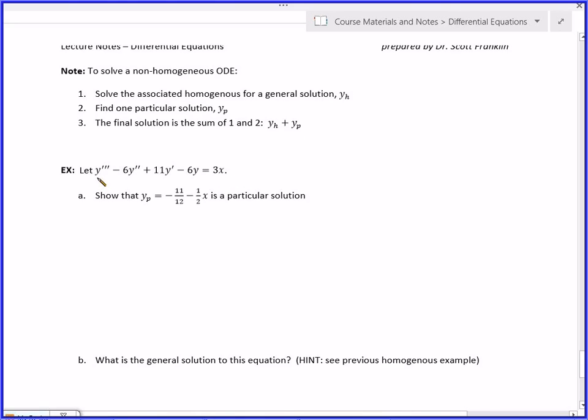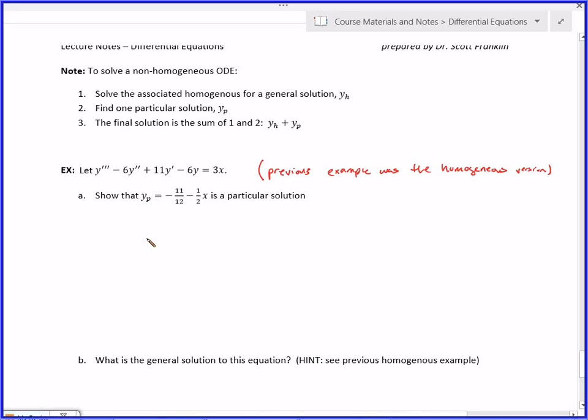Okay, so just to kind of reinforce this, let's come back to this guy, which you'll recognize the equation on the left-hand side matches that problem on page 5. Oh, yeah, at the bottom of page 5. y triple prime minus 6y double prime plus 11y prime minus 6y equals 0. Okay, the previous example was the homogeneous version. That's just so that you recognize that.